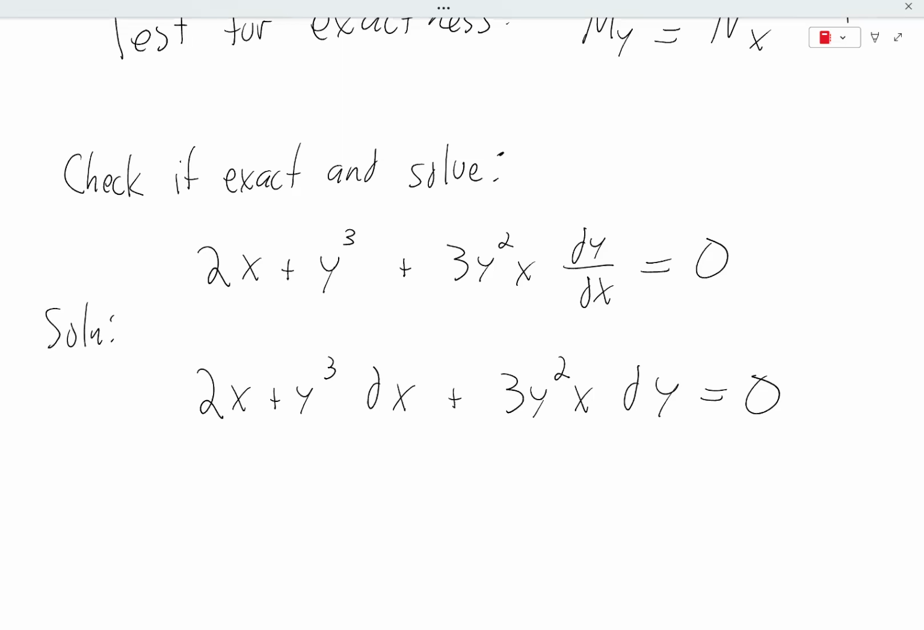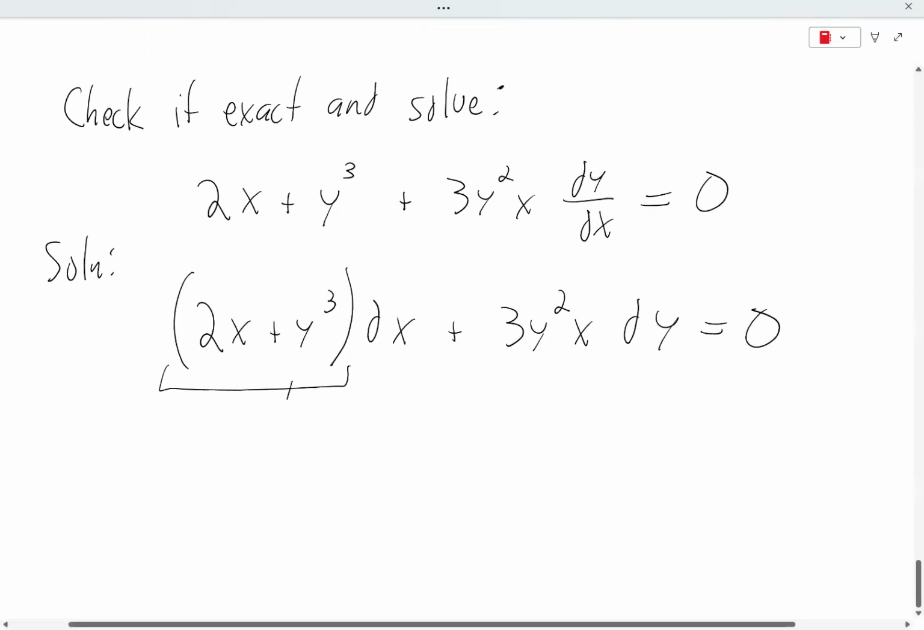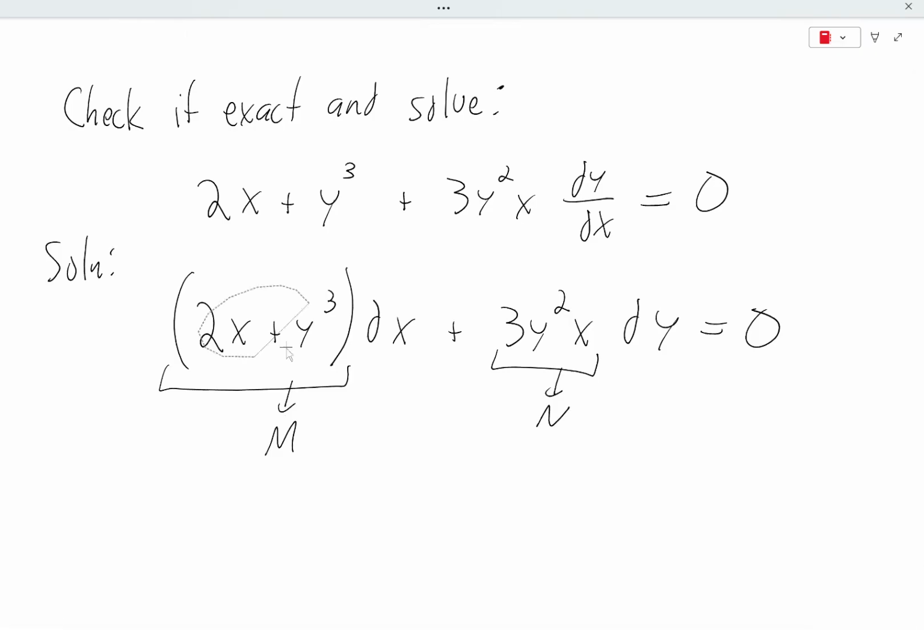Okay. So I'll put this in a parenthesis here, maybe like that. What I did there, I just flattened it out and did a dx like that, okay? Now this is the M, and this is the N right here. We're trying to figure out, is this the partial with respect to x for something? Is this the partial with respect to y for something?